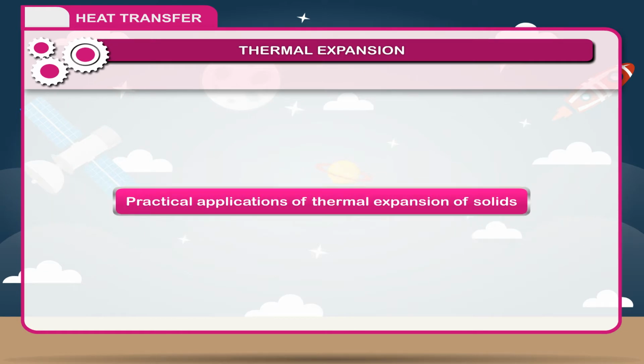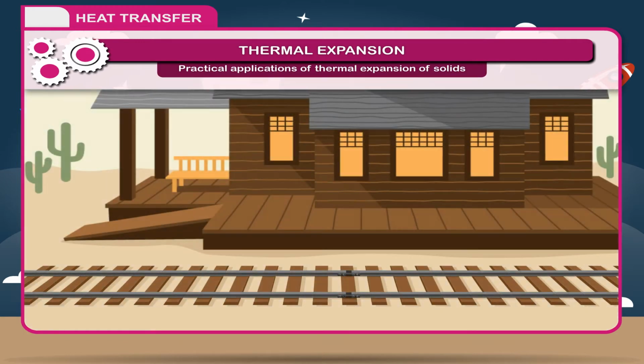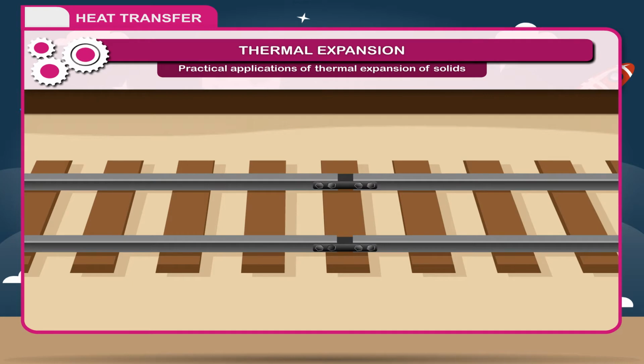Practical applications of thermal expansion of solids. 1. While laying the railway tracks, some space is left between the joints of railway lines. This is done because during excess heat, the temperature rises. If the rails are fixed tightly, leaving no space for expansion, they will bend in summer and may cause derailment of trains. Hence, to avoid it, some space is left between the joints of railway lines.